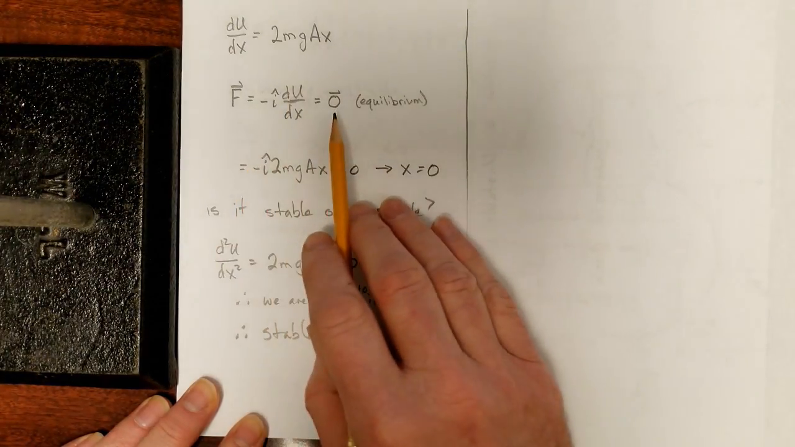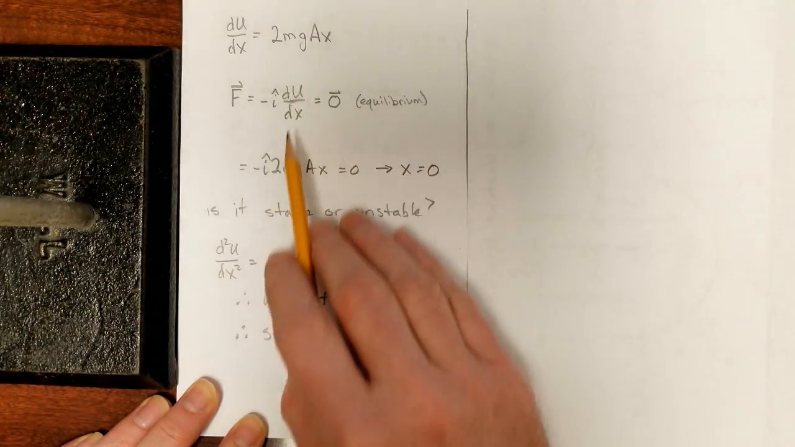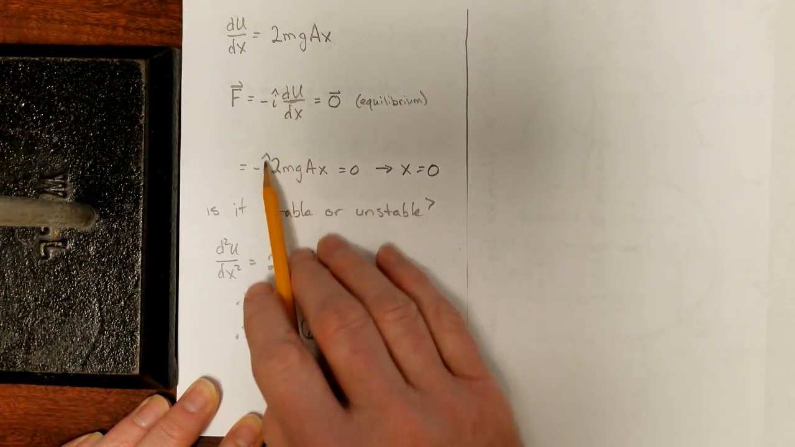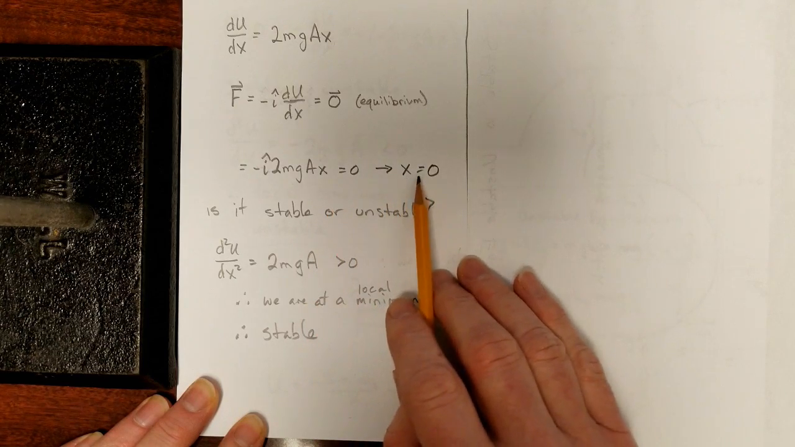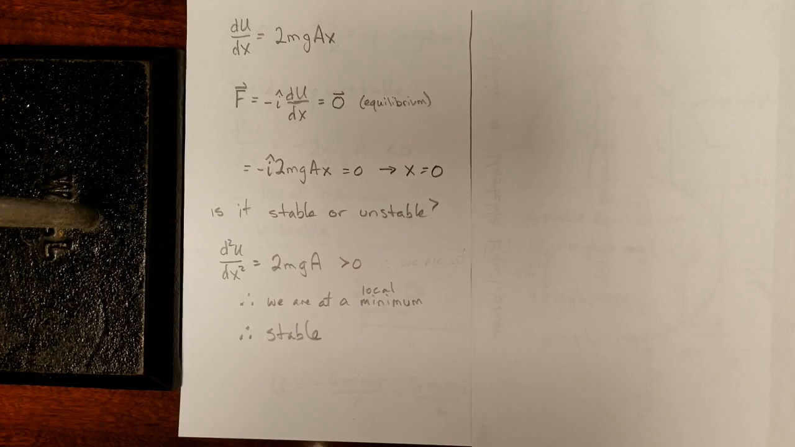I know that the total force is equal to 0 because I'm looking for an equilibrium spot, so I set this equal to 0, the i hat properly, and this only occurs when x is equal to 0, so that is where we would expect. That's the bottom of the ditch.